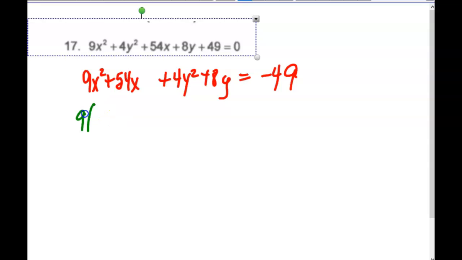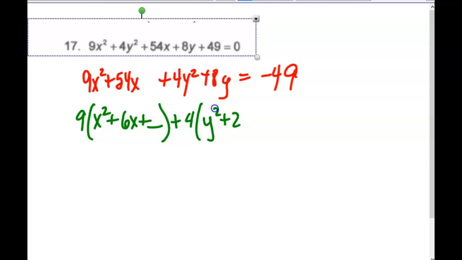A 9. Then I will have a positive 1x squared plus 6x plus blank. These two back here, I need to take a positive 4 out, so I have y squared plus 2y plus blank. And then I have a negative 49 plus 2 blanks. Completing the square is what really, some students just struggle, and then it's a mess from here on out.